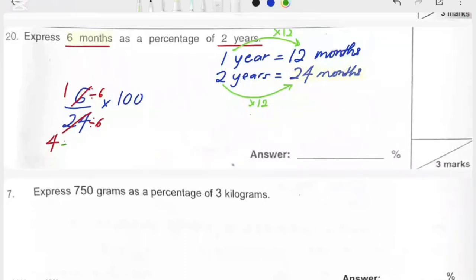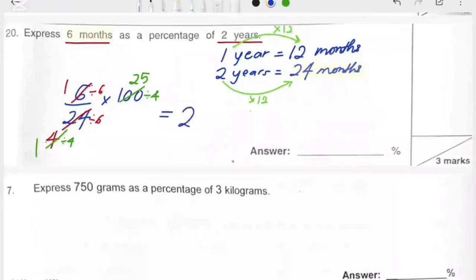Now let's simplify further. 4 and 100 can be found in times table 4. 4 divided by 4 is equal to 1 and 100 divided by 4 is equal to 25. After simplifying, we're only left with 1 over 1 times 25. So 1 times 25 is equal to 25. The answer is 25%.